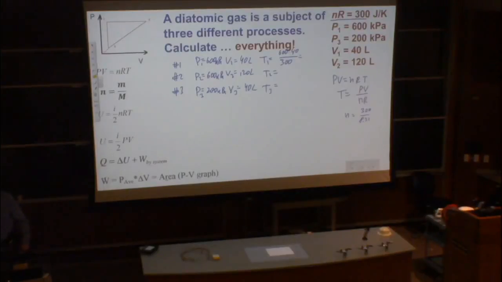And the result is 6032, 2 times 4, 8, 80 Kelvin. T2, all right, we just have to use the same equation. Pressure, volume, 300.